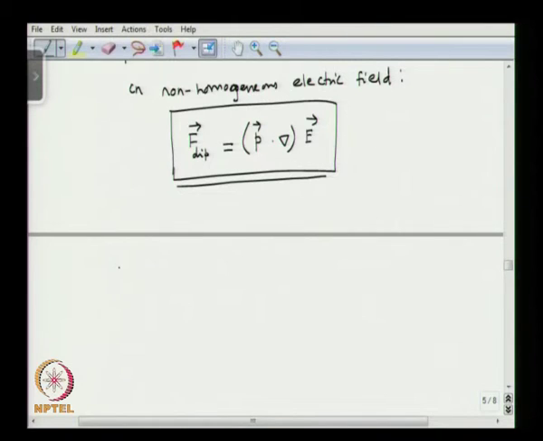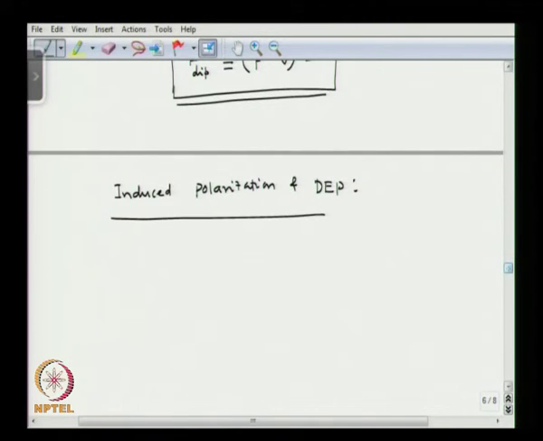Now let us talk about the induced polarization and DEP. First we talk about, let us say we have a sphere in a medium, and this dielectric constant is epsilon 2, the medium dielectric constant is epsilon 1, and this electric field is non-homogeneous.